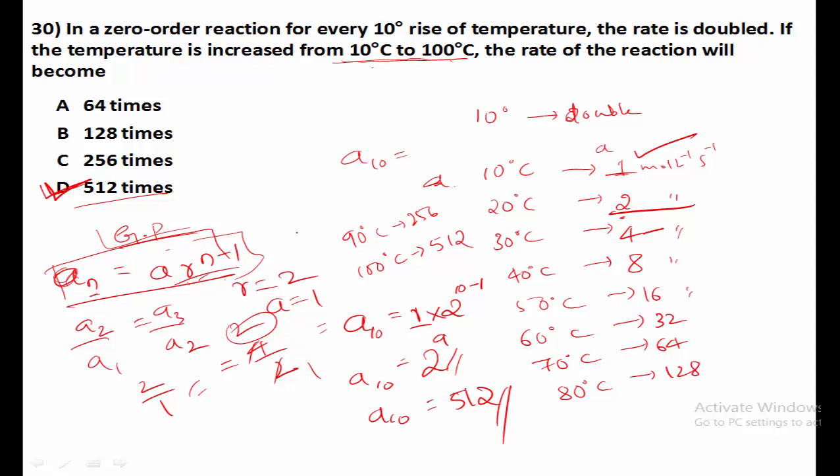Whatever they make you can, by simply using this formula, you can find the answer.